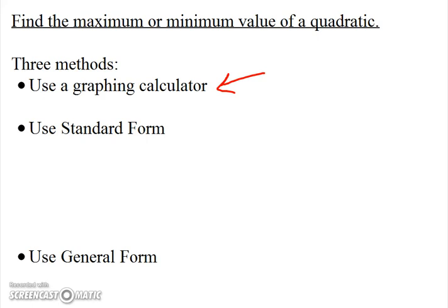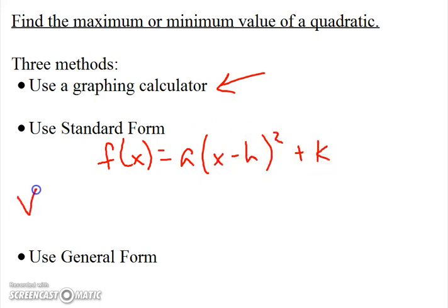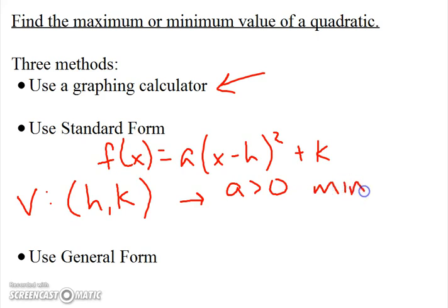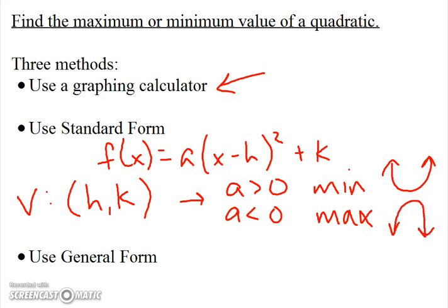Next, if we're in standard form or vertex form, f(x) = a(x - h)^2 + k, the vertex is at the point (h, k). And so that's my maximum or minimum point. We know that the vertex is the highest or lowest point, so that is the max or min. And we just have to decide if a is greater than 0, it's a minimum because it's going up. And if a is less than 0, it's a max because it's going down. So it would look like that or like that. And then you would just tell me if it's a max or a min.